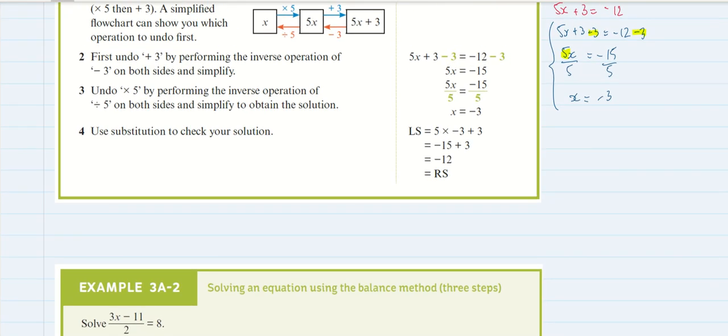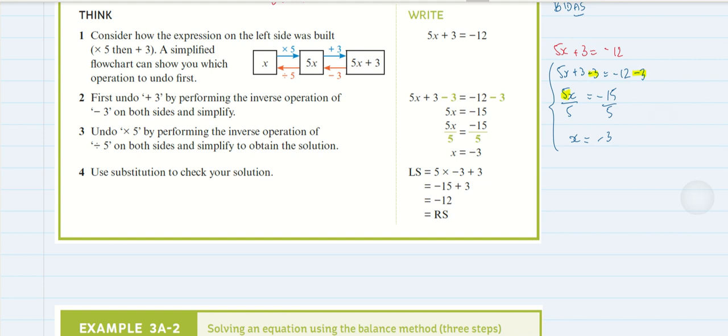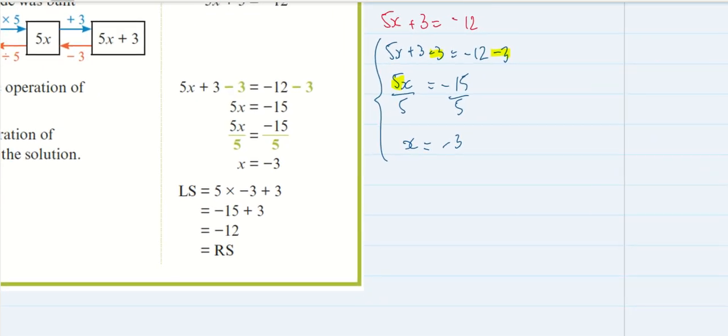This is just a check now. So to verify our work, what we would do is just say, well, 5 times negative 3 plus 3 equals negative 12. So this is our check. Well, 5 times negative 3 is negative 15. Negative 15 plus 3 is negative 12. So negative 12 equals negative 12, and we have checked our work. So left hand side equals right hand side, and so we're quite happy that we have checked to see that our answer is correct.